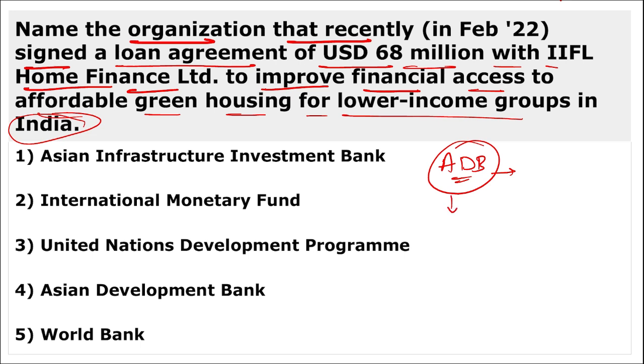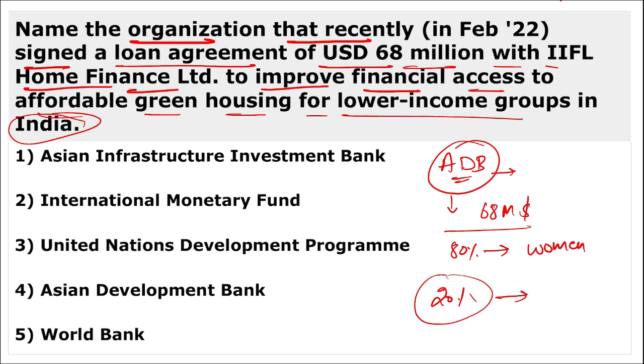And remember, in this $68 million loan, 80% of the loan will be provided to women borrowers or co-borrowers, and the remaining 20% will be allocated for others who want to avail this loan. But 80% of this is reserved for women. So the correct option here is option 4.